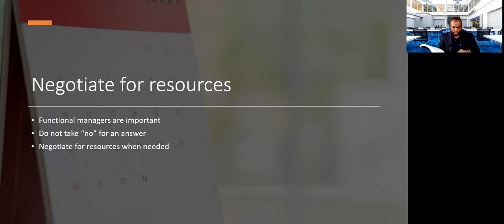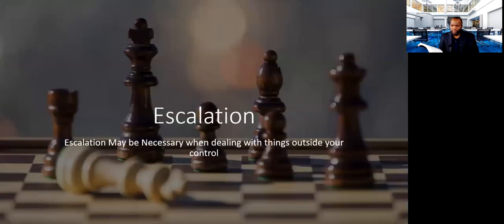So you may need in that instance to do this. Here's your next lesson. Escalation may be necessary when dealing with things outside your control. Okay. Another thing that you need to learn is on the PMP exam, they'll give you things that make it look like you are being assertive, but you're not really solving the problem.